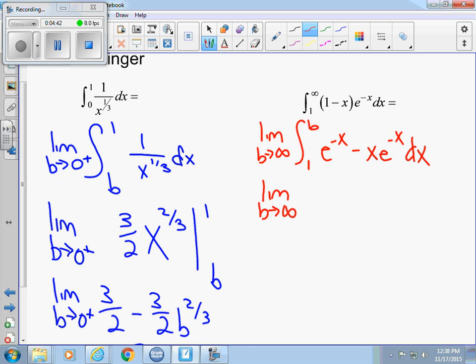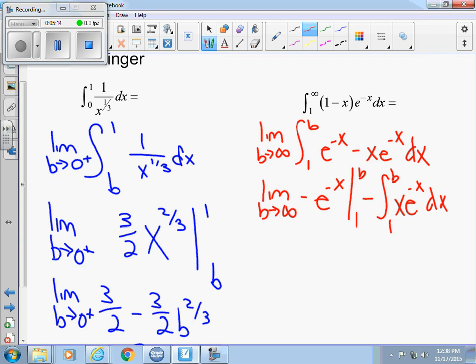The first piece, I'm just going to go ahead and find the antiderivative, because we can. What's the antiderivative of e to the negative x? Negative e to the negative x. Technically, that's a u substitution problem, but you could probably do it in your head. It's up to you, though, if you need to do u substitution. Minus the integral of x e to the negative x dx from 1 to b. The limit does go back.